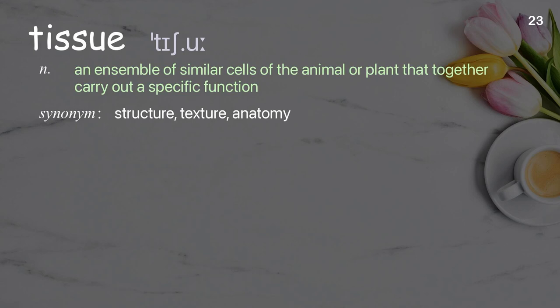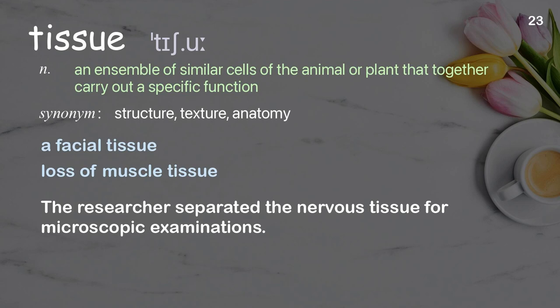Tissue. An ensemble of similar cells of the animal or plant that together carry out a specific function. Examples: a facial tissue, loss of muscle tissue. The researcher separated the nervous tissue for microscopic examinations.